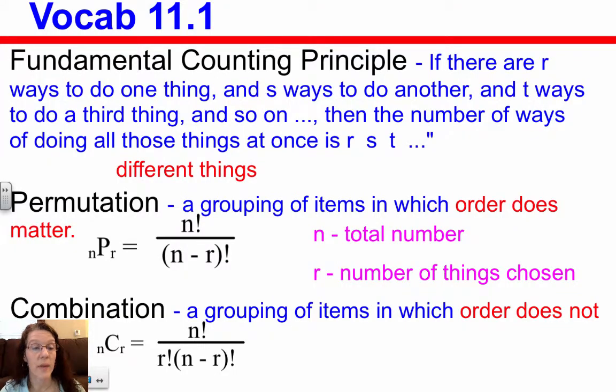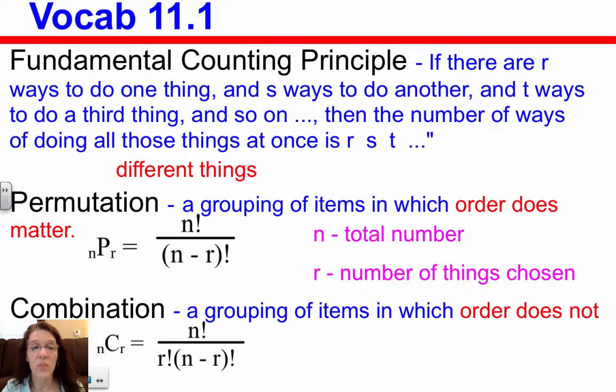Here's some vocab that I'd like you to write down. You might want to pause this for just a minute, but this is the vocab from 11.1. One of the vocab words is the fundamental counting principle. It says if there are R ways to do one thing, S ways to do another, and T ways to do a third thing, and so on, then the number of ways to do all of those things at once is R times S times T.